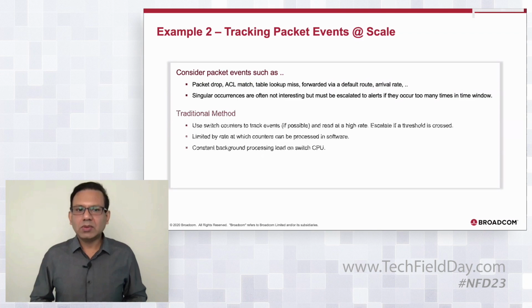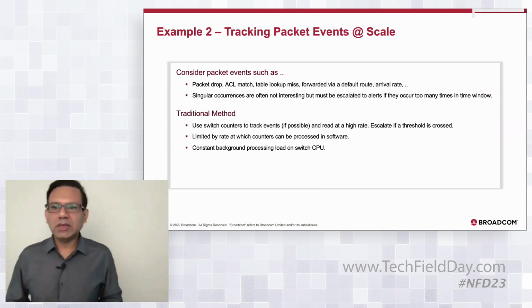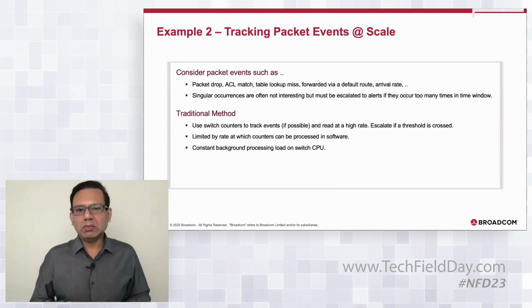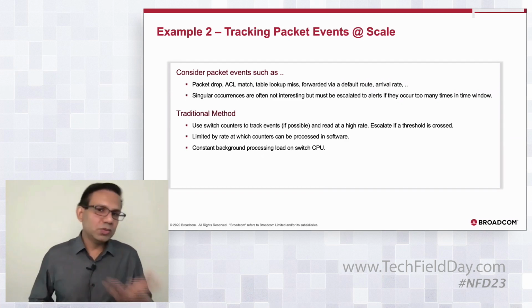So what are the traditional methods of figuring this out? You could have switch counters that maybe track these events. That's not always possible. And then you read the counters at a high rate, and you escalate if a threshold is crossed. What are the downsides? It's limited by the rate at which counters can be processed in software. You have a CPU with some limits on it. And then it also creates a constant background processing load on your switch CPU. Could you do better?